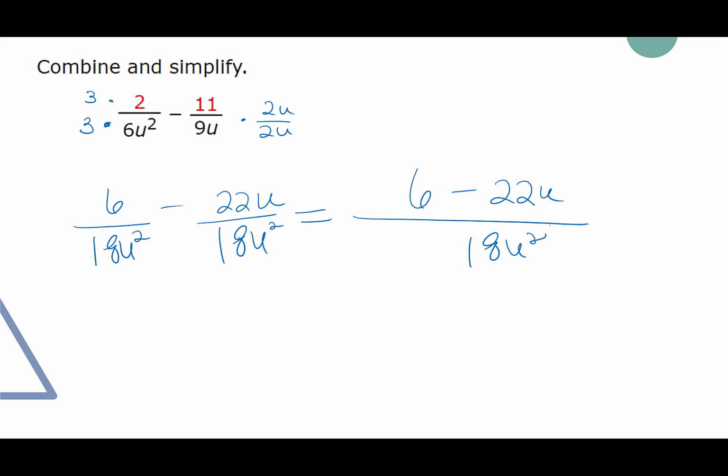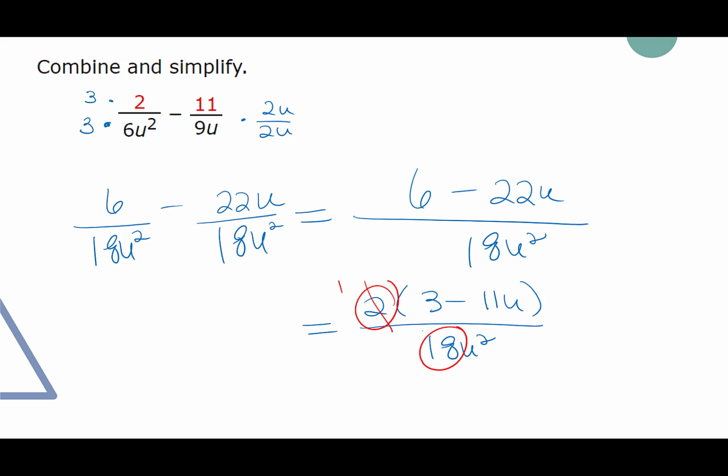Before leaving that as your final answer, check to see if you can factor the numerator or denominator. We can pull out a 2 from the numerator. That'd be 2 times 3 minus 11u over 18u squared. The 2 and the 18 can simplify to 1 and 9.